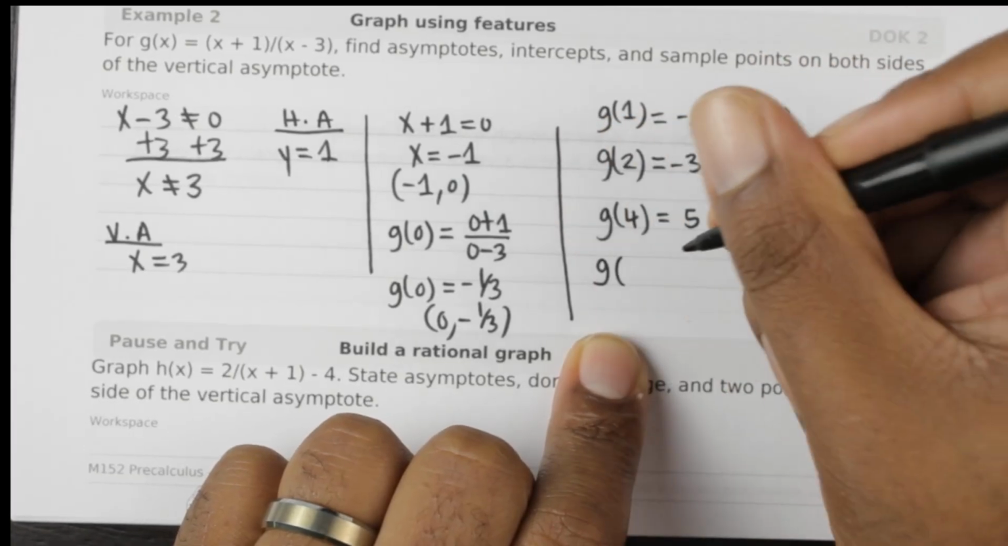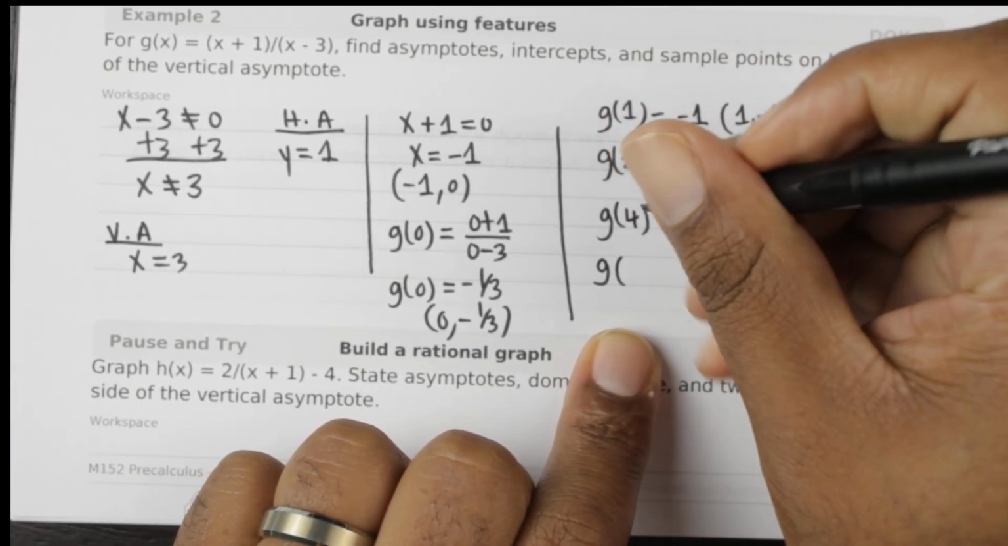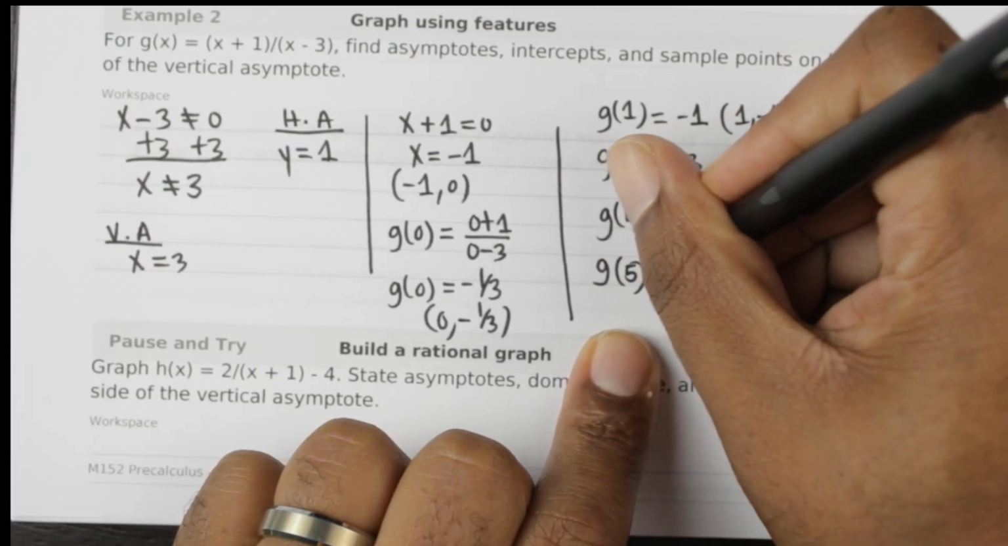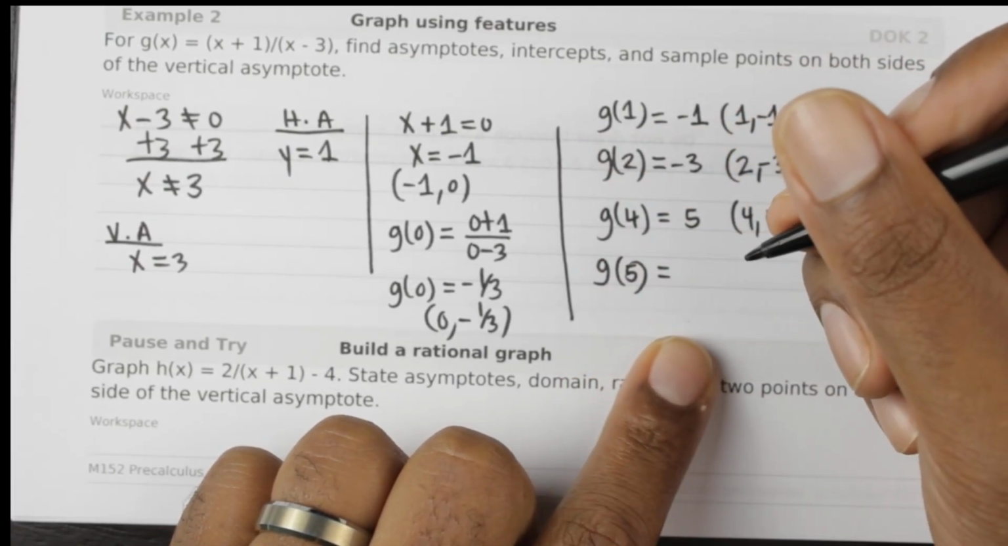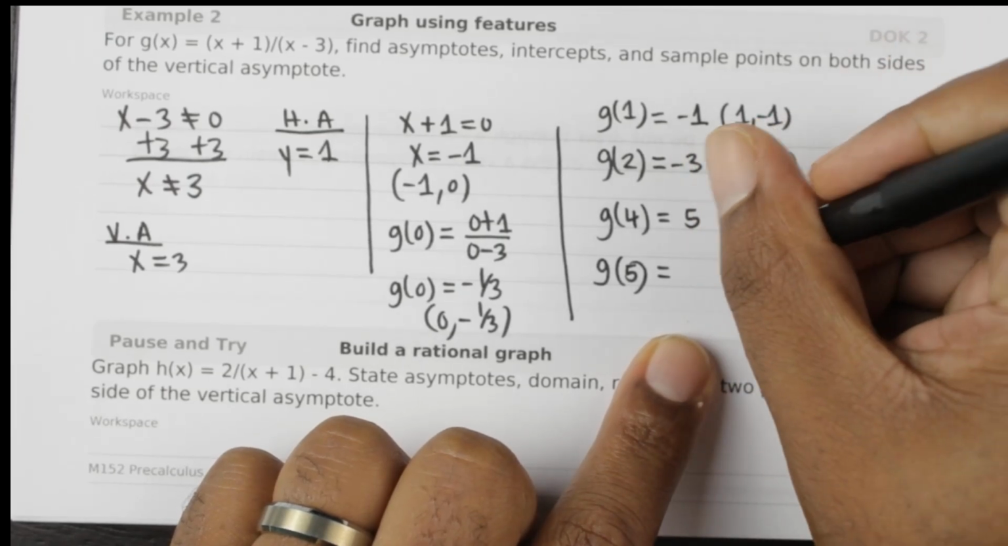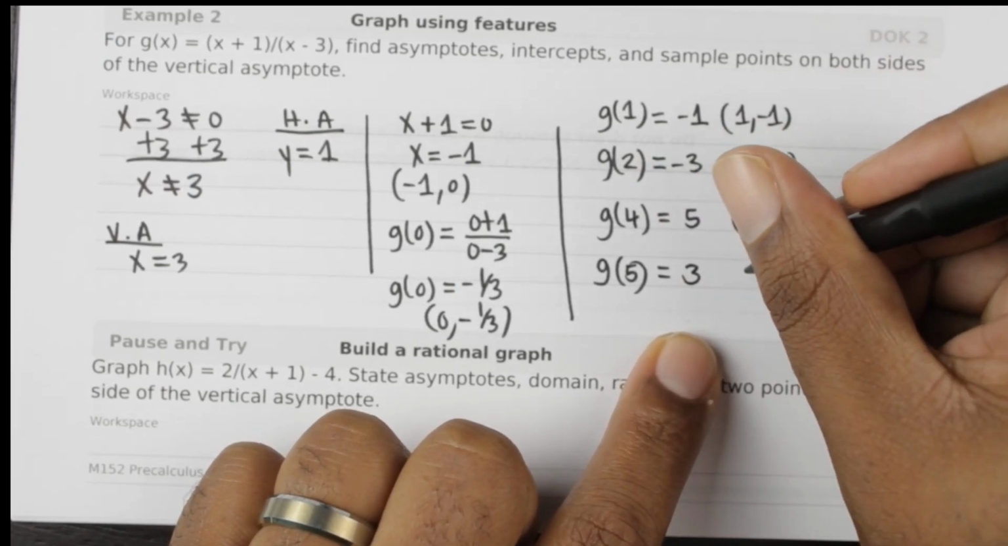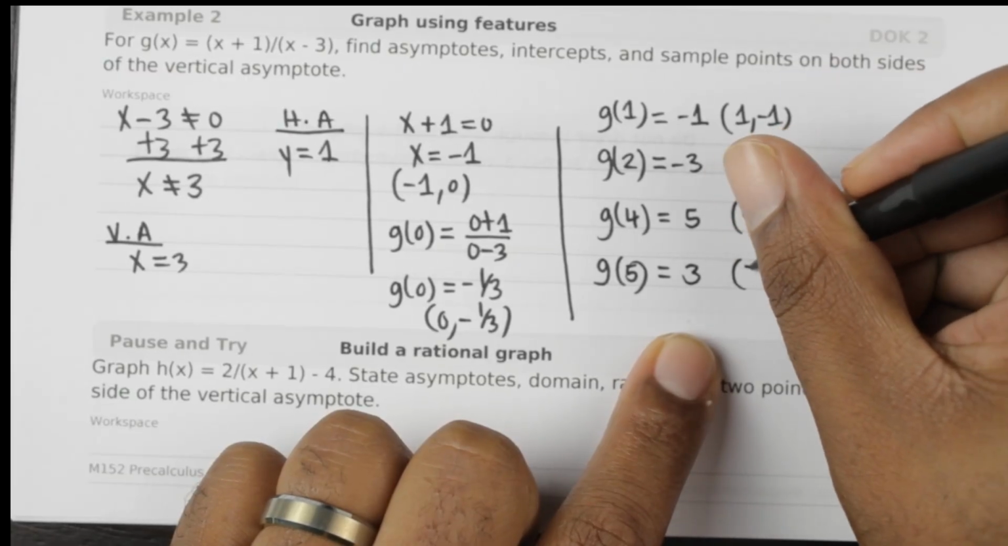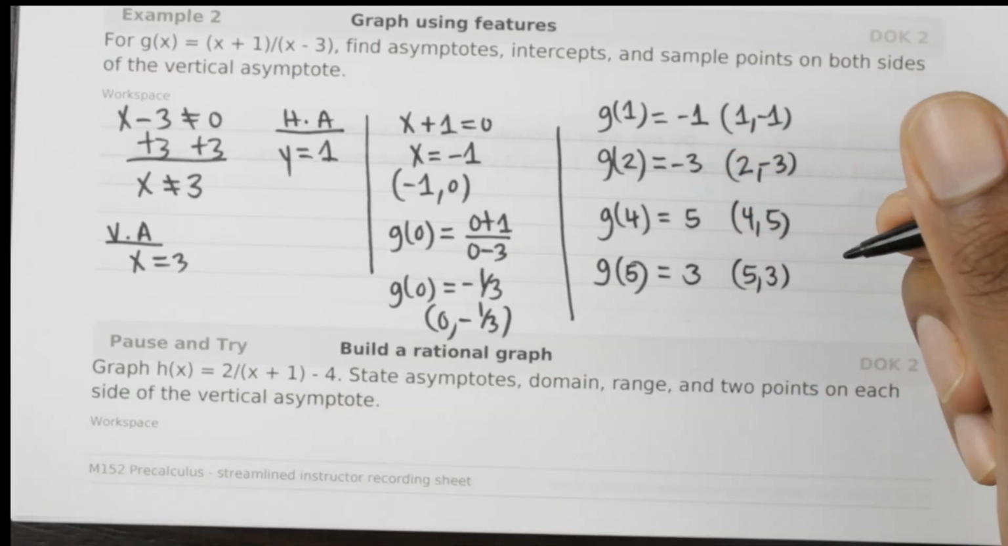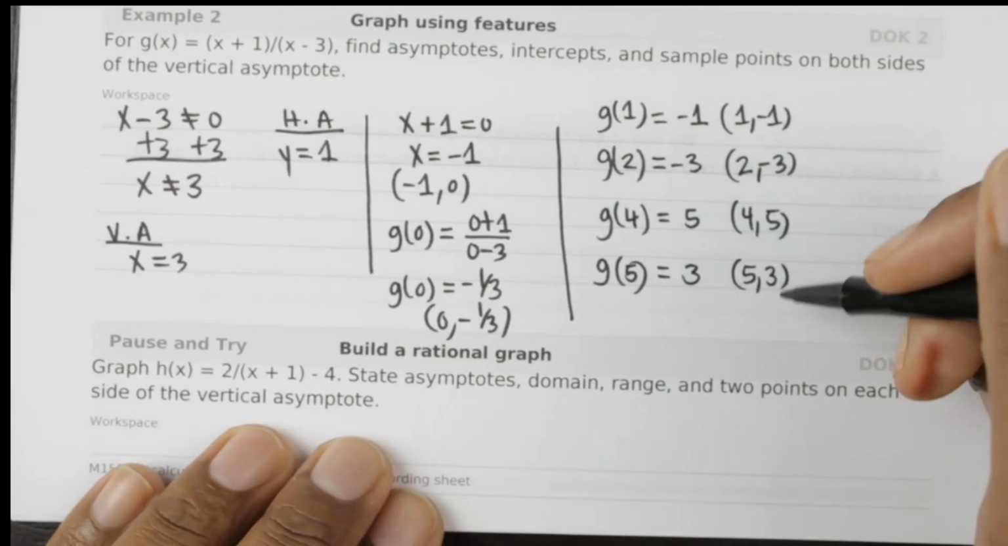And g of 5, which would be 5 plus 1 over 5 minus 3, or 6 divided by 2, which is 3. So that's going to be 5, 3. Okay, so those are all our points.